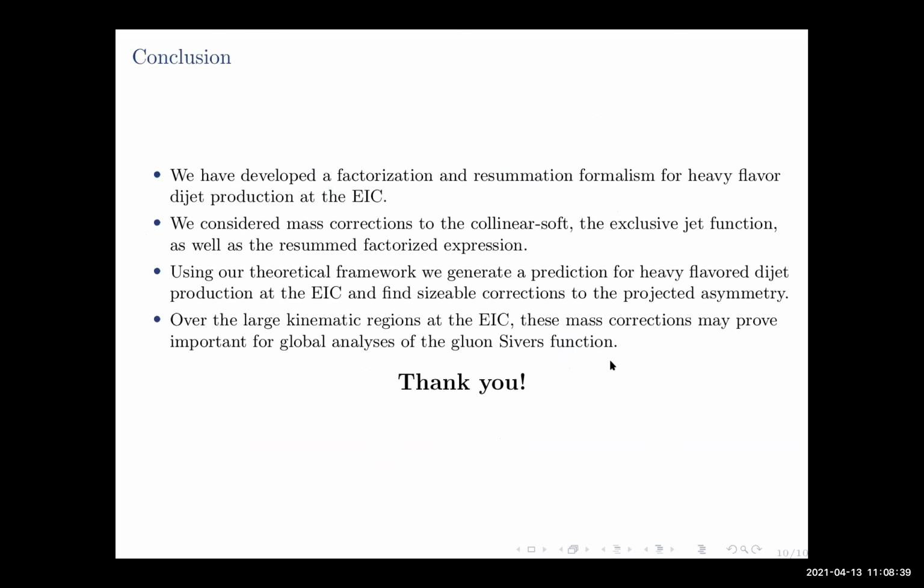Okay. So just to give a conclusion, we generated a factorization resummation formalism for heavy flavored dijet production. We consider mass corrections to the collinear soft function, the exclusive jet function, and also the resummation formalism. We've generated some proof of principle predictions at the EIC. And we expect that possibly, over the large kinematic regions at the Electron-Ion Collider, if you wanted to perform a global analysis of the Gluon-Sivers function, these mass corrections could prove important.